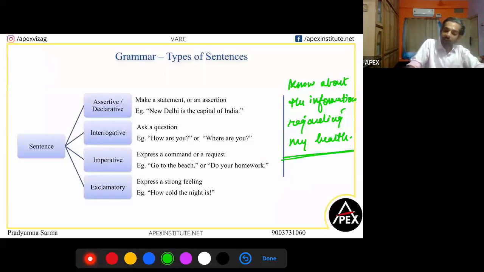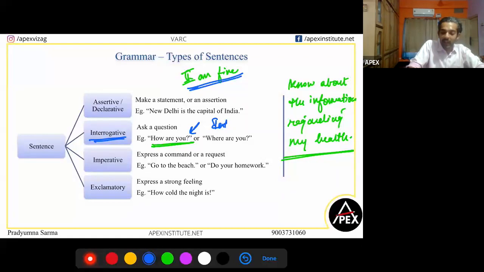So when you use a sentence to ask me, what will you ask me? You will ask me, how are you? Correct? And maybe for that, I will reply, I am fine. Okay, so this sentence that you are asking, how are you? This sentence becomes an interrogative sentence. And the reply that I'm giving, I am fine, becomes an assertive sentence. Are we clear so far? So do you see how communication is happening on a day-to-day basis?